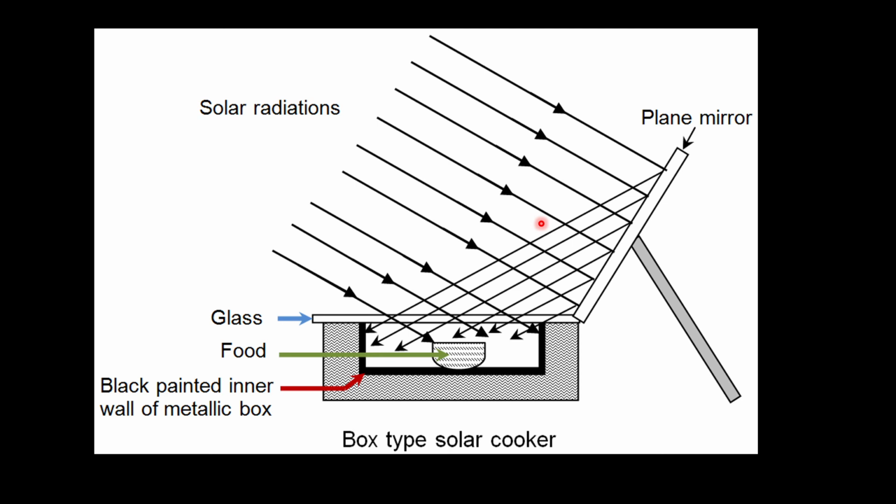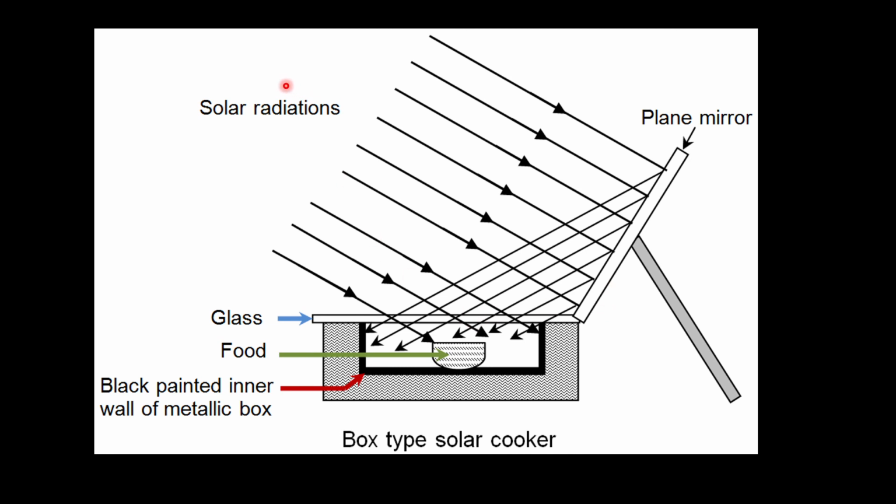And next is the solar cooker. Mainly, the most important type of solar cooker from our syllabus point of view is the box type solar cooker. As the name indicates, we have a box, and inside the box we have a black coating. The box is properly made with an insulated material, and it has a glass cover and also some reflectors.